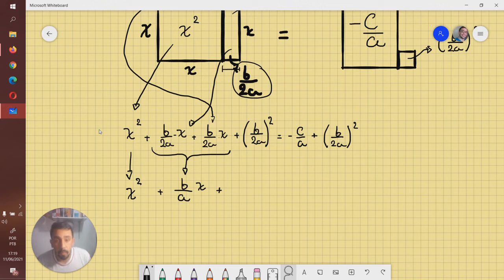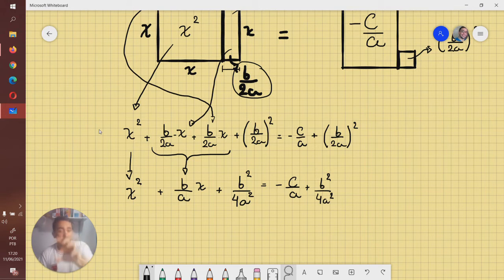This third term will be, take a look if you agree, b squared over 4, because 2 squared is 4, right? Times a squared. And on the other side, negative c over a plus the same term that I just found, b squared over 4a squared. Fine. I'm going to get everything here, and then I'll come back to the top.